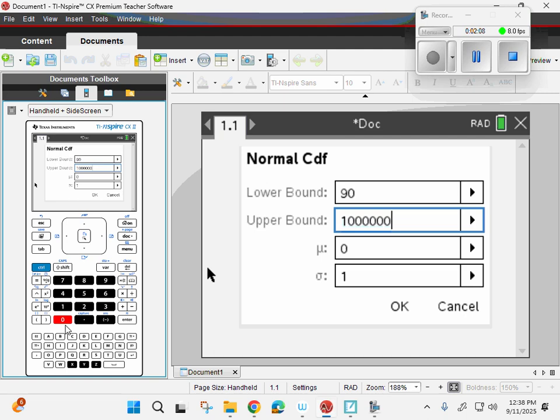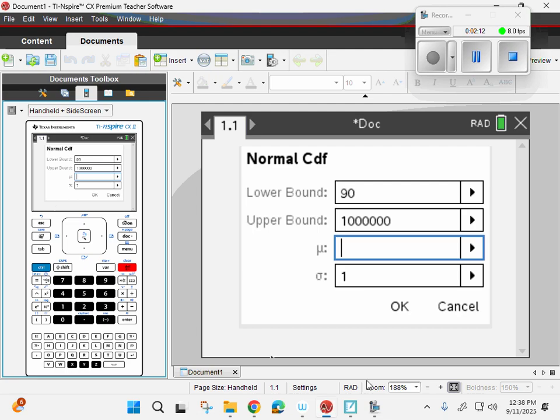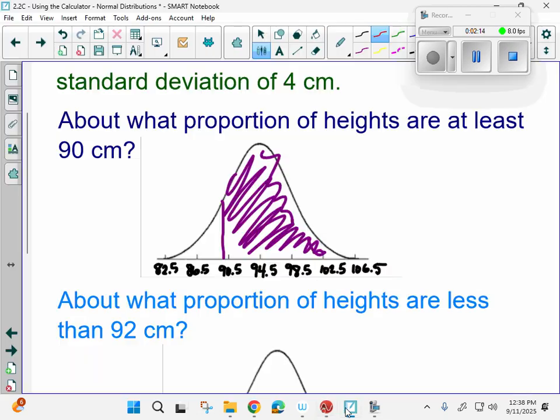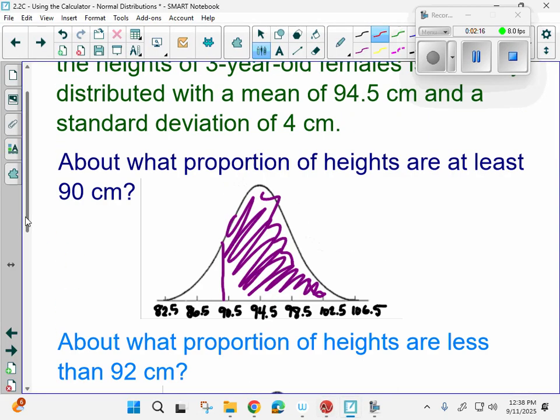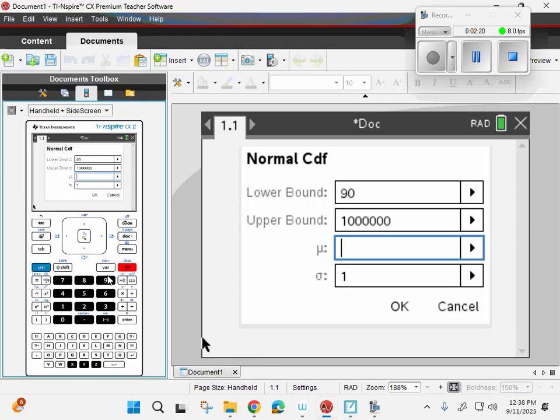And then we aren't going to use 0 and 1 because they have a mean and a standard deviation. We don't have to standardize our data anymore, all right? So now my mean is 94.5, so I'm going to plug in 94.5. And they told us our standard deviation was 4, so we plug that in and we press OK.